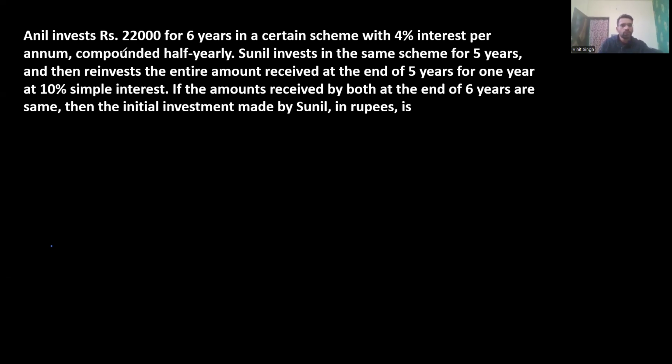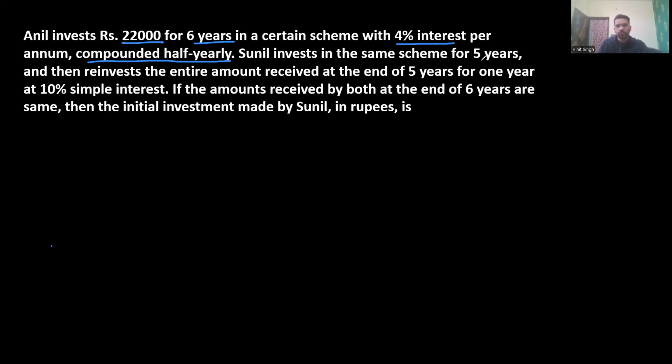Anil invests 22,000 for 6 years in a certain scheme with 4% interest per annum, compounded half yearly. Half yearly means the rate of interest becomes half and the time becomes double.